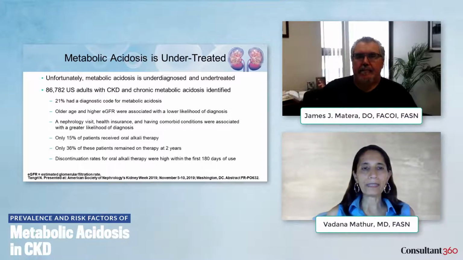Not surprisingly, older age and higher eGFR were associated with a lower likelihood of diagnosis. Maybe in these patients, other diagnoses are just kind of bundled together. And then visiting a nephrologist, having health insurance, and having comorbid conditions were actually associated with a greater likelihood of diagnosis. So it may be that non-nephrologists are less frequently coding for metabolic acidosis.